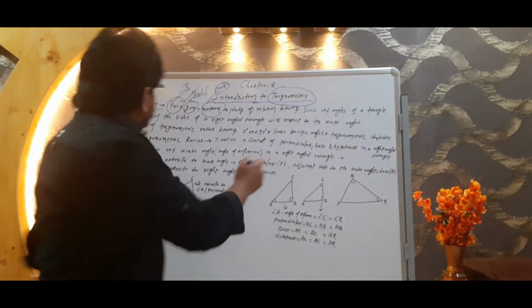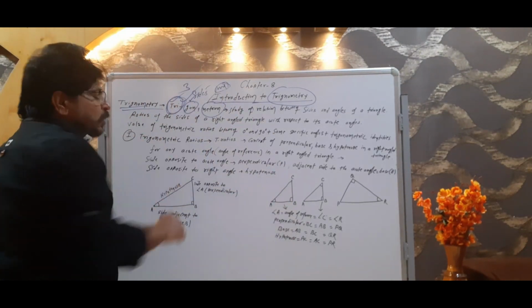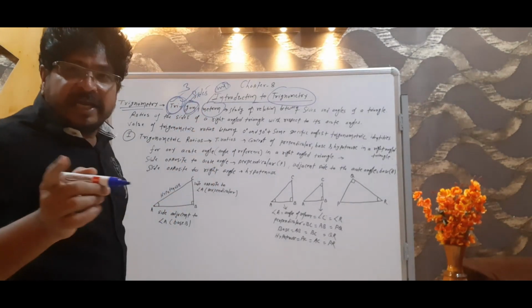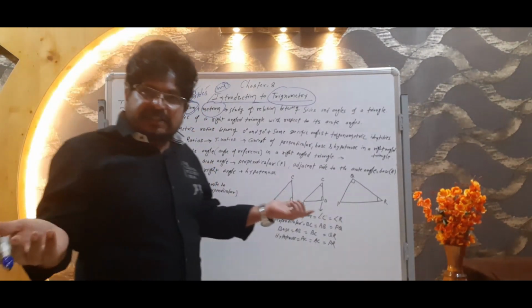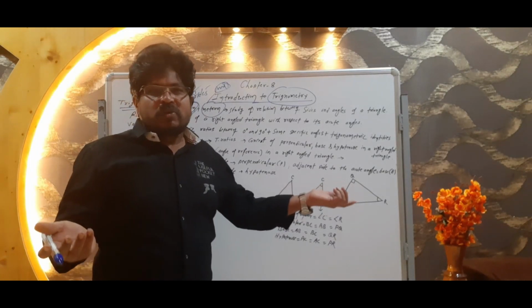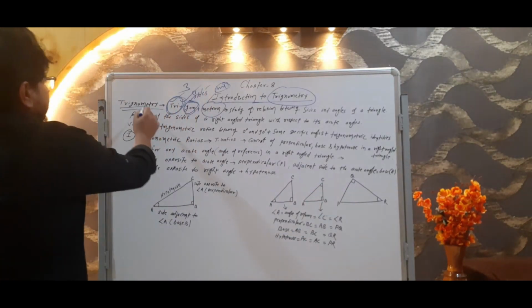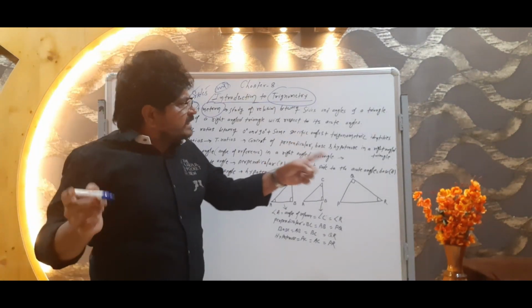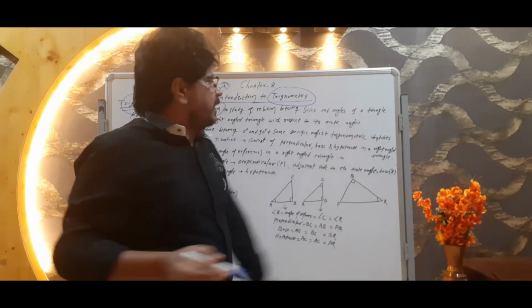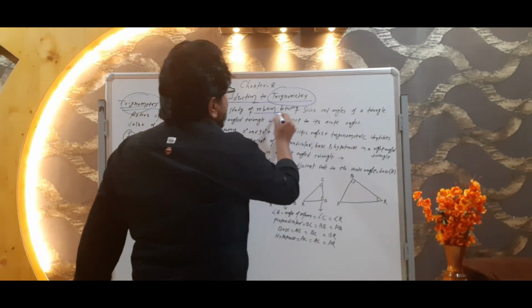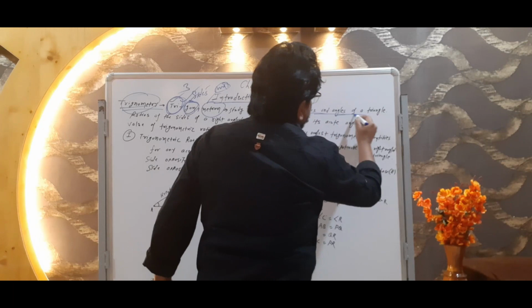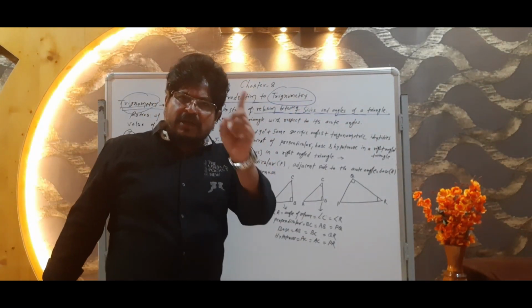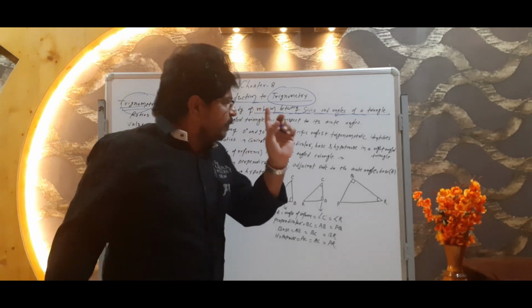Why? Because, as I just told you, tri means three and gon means side, so it means three sides. And where do three sides occur? In a triangle. Understood or not? So in this branch of mathematics, we will study the relation between the sides and angles of a triangle. Is that clear? Okay.